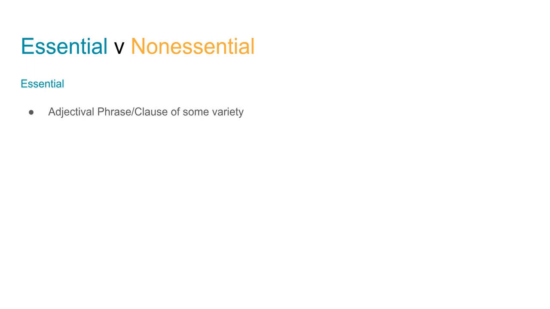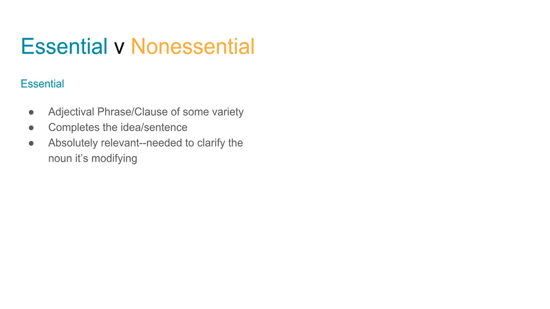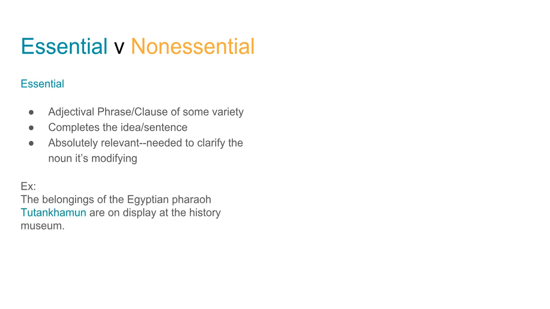Essential elements are adjectival phrases or clauses of some variety. They complete the idea or sentence, and they are absolutely relevant, needed to clarify the noun that it's modifying. So usually they tell us something about the subject we need to know because it makes a difference if we don't know it. For example, "the belongings of the Egyptian pharaoh Tutankhamun are on display at the History Museum." There's a big difference between the belongings of the Egyptian pharaoh and the belongings of Tutankhamun because there are several pharaohs and only one Tutankhamun.